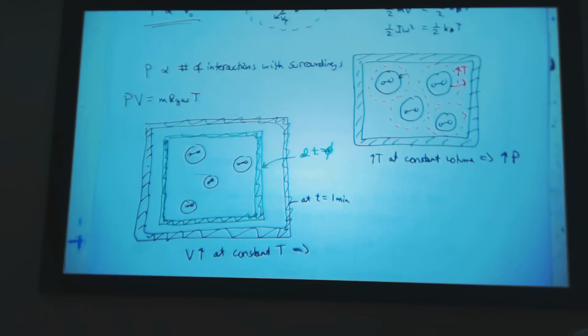Does it increase or decrease? Increase the temperature at constant volume. Does the number of options increase or decrease? Increase. How do you know? Why? More interactions. Okay? More communication, more options.